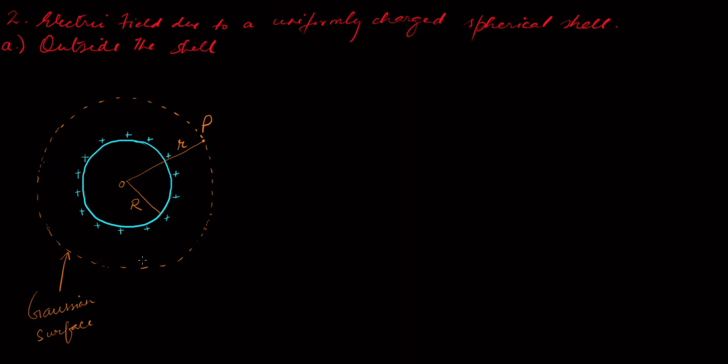Then we have to select a small area on the Gaussian surface. Remember, the area must always be on the Gaussian surface, not on the shell. The area is facing upward, in this direction, so the area vector dS will be in that direction.